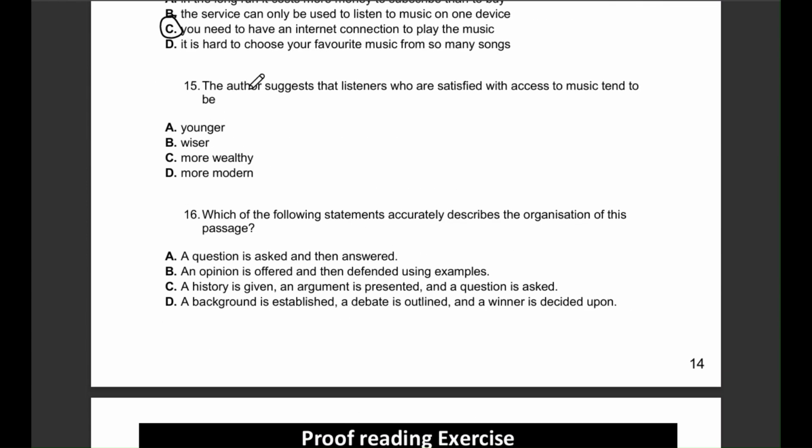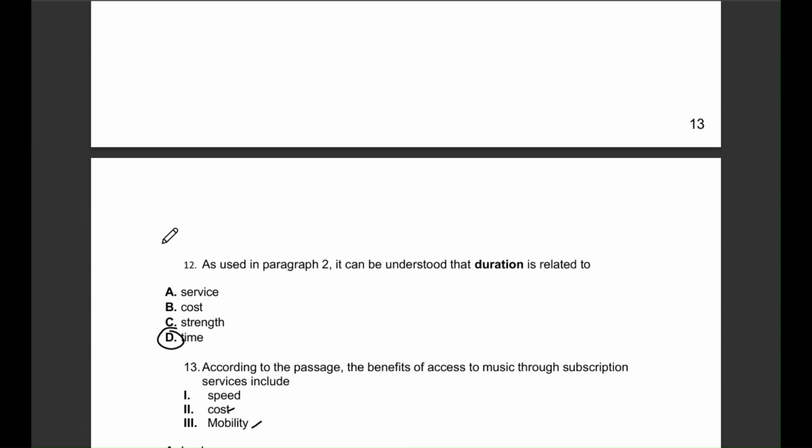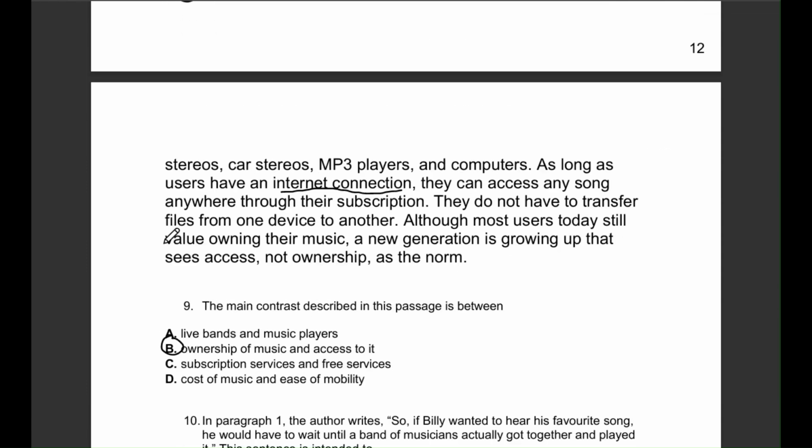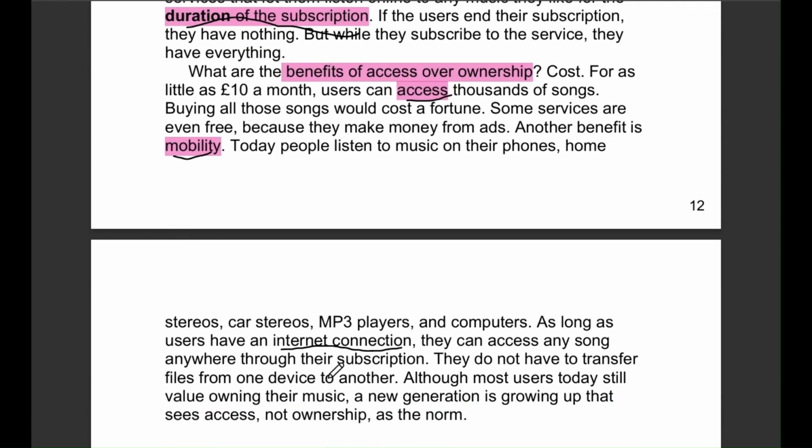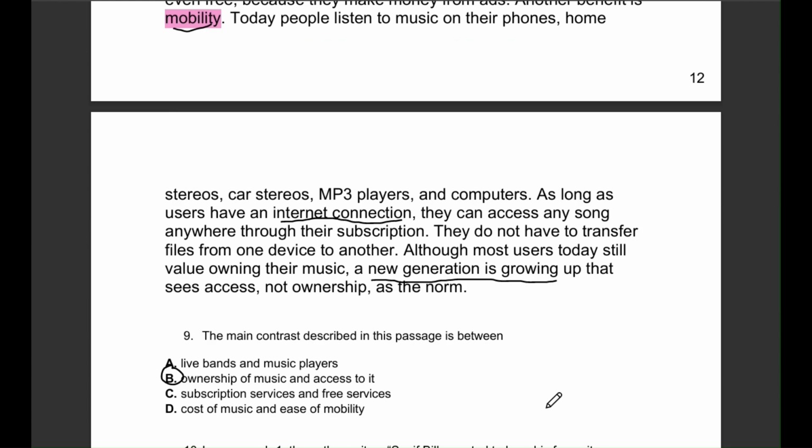It says, the author suggests that listeners who are satisfied with access to music tend to be, and options are A. Younger. B. Wiser. C. More wealthy. D. More modern. The answer here is letter A. Younger. The passage explains that while many people still prefer to own their music, a younger generation is growing up with the idea that access is normal, suggesting it is more popular with younger people.